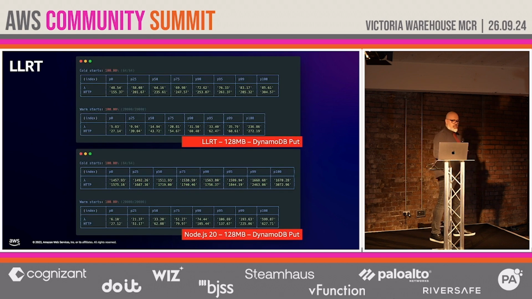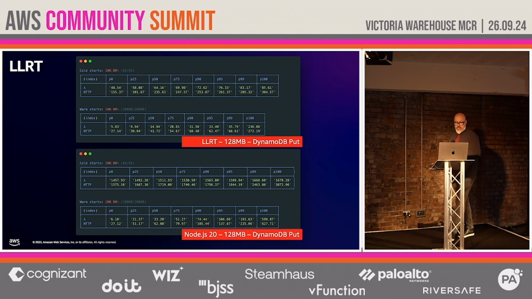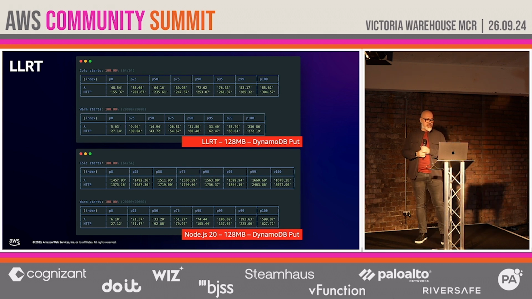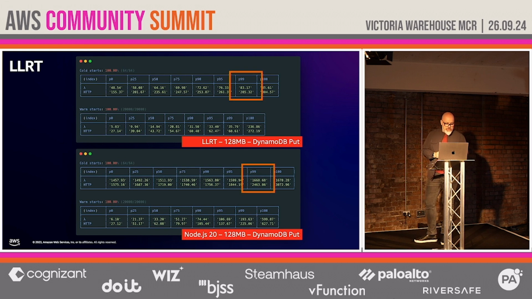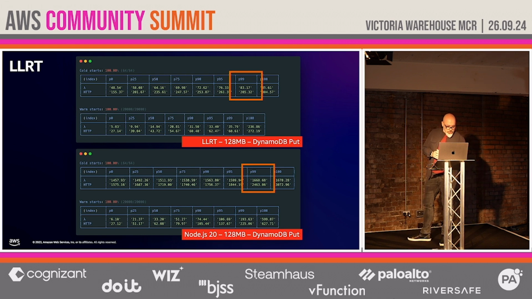Now, if you look into that README file, you can see a table like that. As you can see here, you can have LLRT with 128 megabytes with DynamoDB. And if we look at the P99 here, we're talking about a cold start of 83 milliseconds response time for the Lambda. Instead, with Node 20, the same configuration for a put was 1.6 seconds, just to give you the bracket of things.